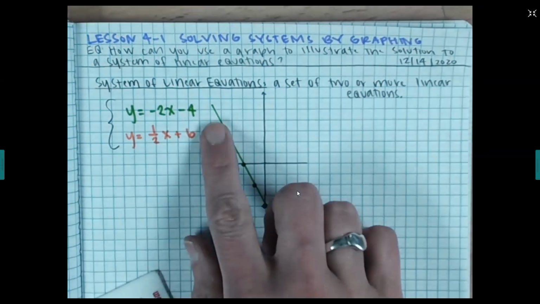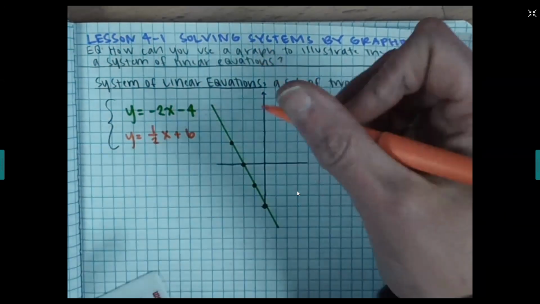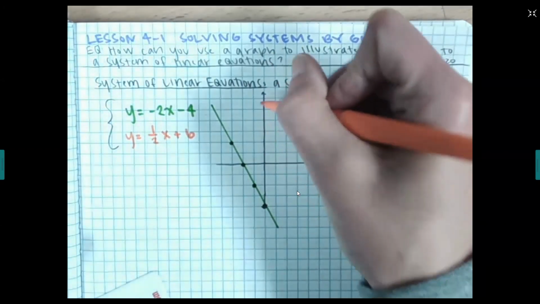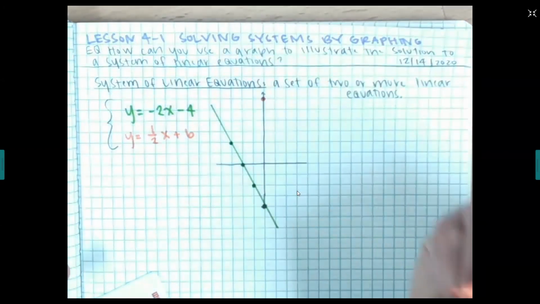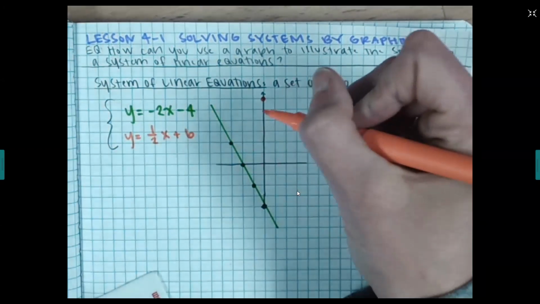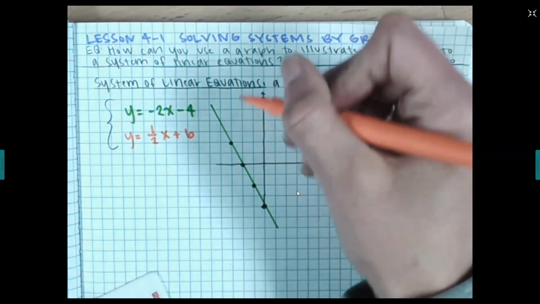And then the same thing with the second line. I'm going to start at the y-intercept 6. And the slope is positive 1/2, but if I go down 1, then I'm going to go to the left 2.